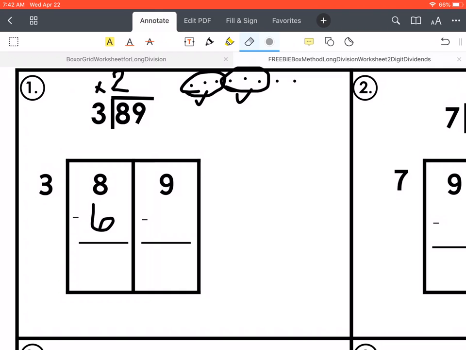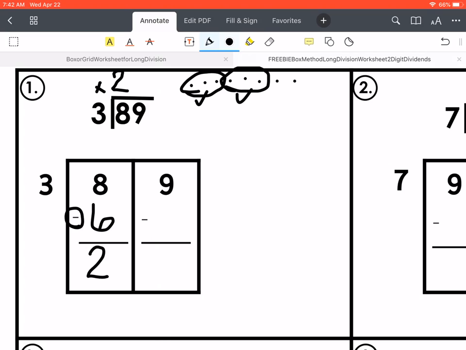Now what you need to do is what the operation is telling you to do, which is subtract. What is 8 minus 6? 8 minus 6 is 2.